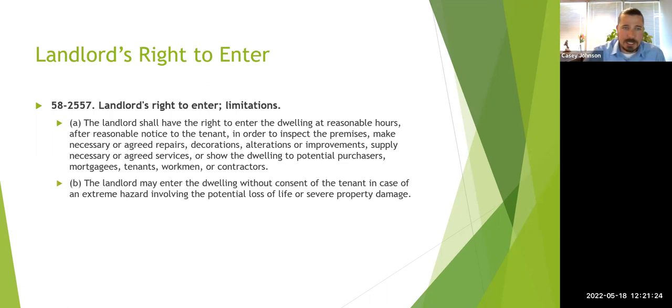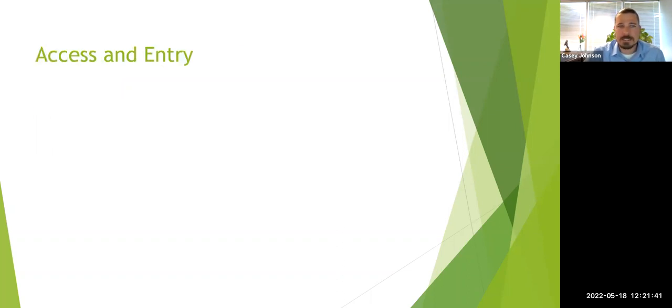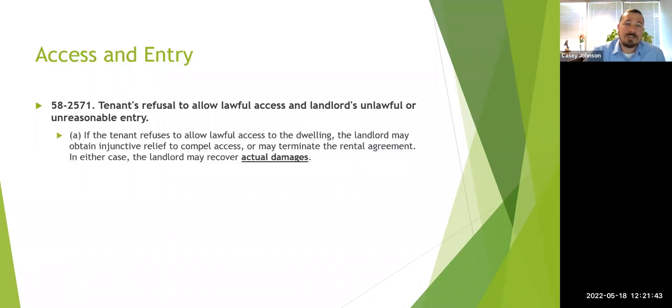If there's an emergency that would involve potential loss of life or severe property damage, they can just come in. They don't have to give you notice. But other than that, we just say as a general rule, 24 hours, but that is not Kansas law. The landlord should not use that right to access in order to harass the tenant. If the tenant refuses to allow them lawful access, the landlord can get injunctive relief, so they can go to court and the court can order them to allow access.